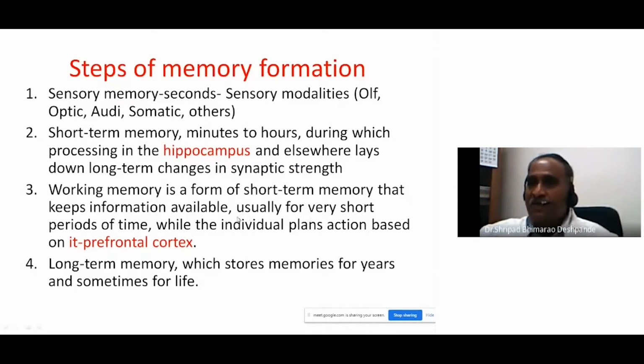So that is a prefrontal area. This is exactly planning of a particular work to be executed. So that is prefrontal dominance, or the prefrontal cortex is involved.